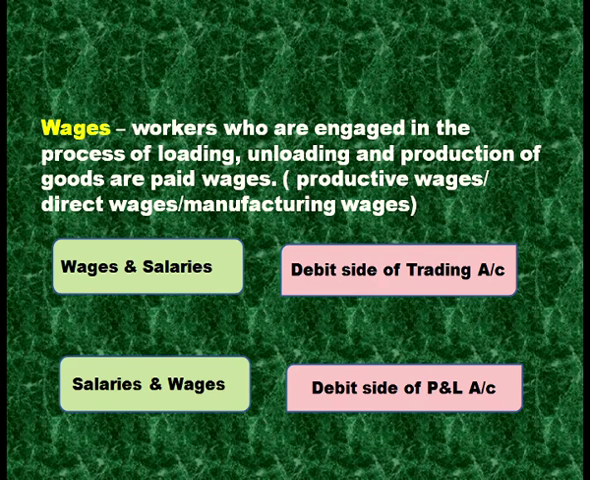Sometimes in the question you will see the items wages and salaries, or salaries and wages. Generally wages are associated with the factory and salaries are associated with the office. In case of trading account, we take only those items that are related to the factory. As a result, in these two items, the student should check what is the first word of the given item. If the first word is wages, then it goes to the debit side of trading account. If the first word is salaries, then it goes to the debit side of profit and loss account.